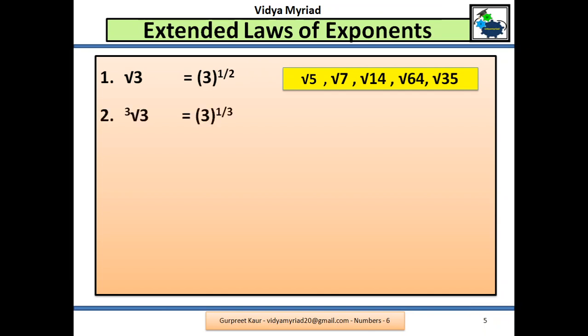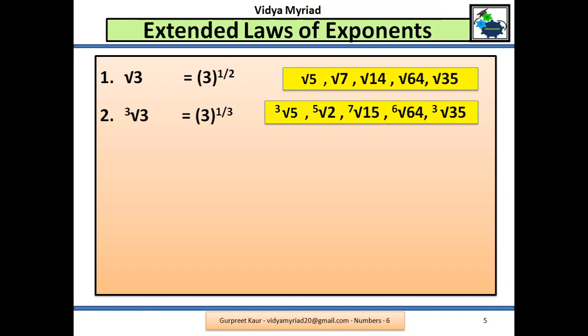Next example, now it is 3 root 3. Now see, when nothing is mentioned, only root is mentioned, it means it is half. When 3 is mentioned, then it will become 1 by 3. If it is 4 root 3, then it will become 1 by 4. If it is written 5 root 3, it will become 1 by 5. So whatever is given in the root, I will write my answer according to that. If you look into the yellow box, it is 3 root 5. So if I want to convert it, it will become 5 raised to power 1 by 3. 5 root 2 will become 2 raised to power 1 by 5, and so on.